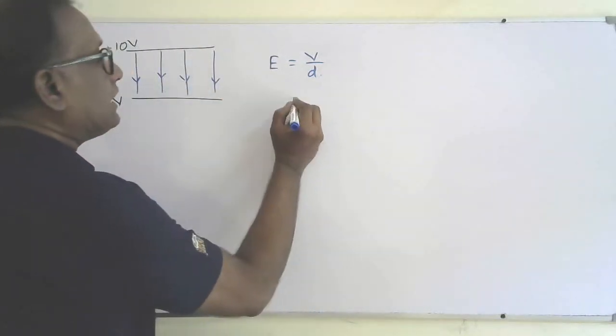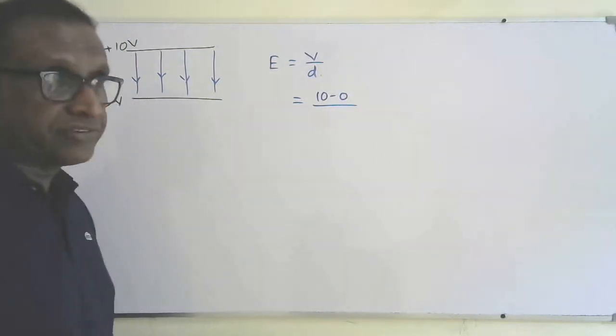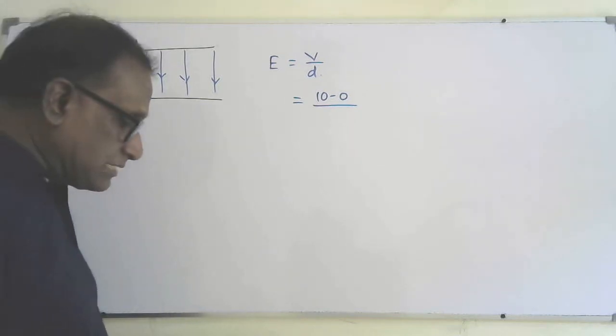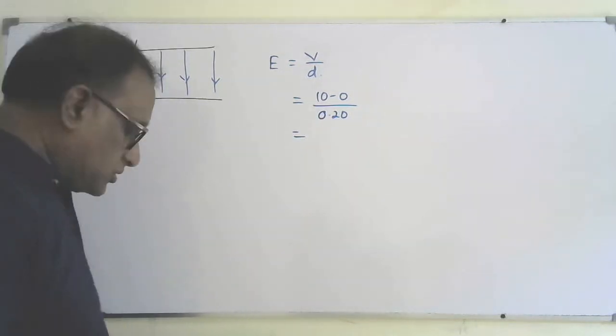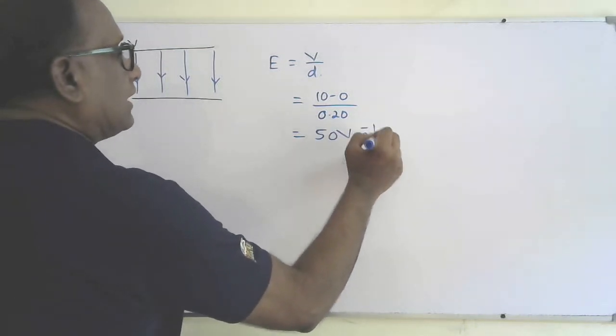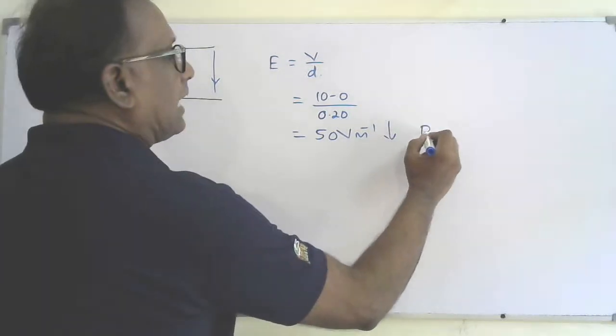We know the potential difference between the plates, 10 minus 0. These are the potentials given, 10 and 0. And the distance between the plates is 20 centimeters, 0.20 meters. So solve it, you will get 50 volt per meter. The direction downwards. So answer B, correct answer B.